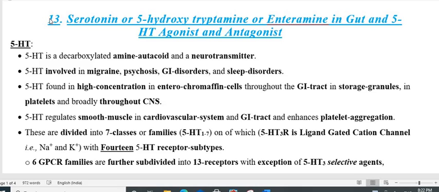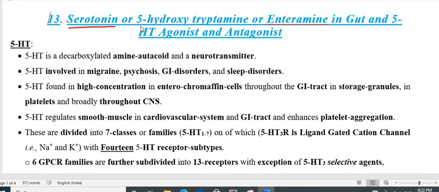So let us start another theory chapter under the autacoids, particularly the decarboxylated amine autacoids: serotonin.